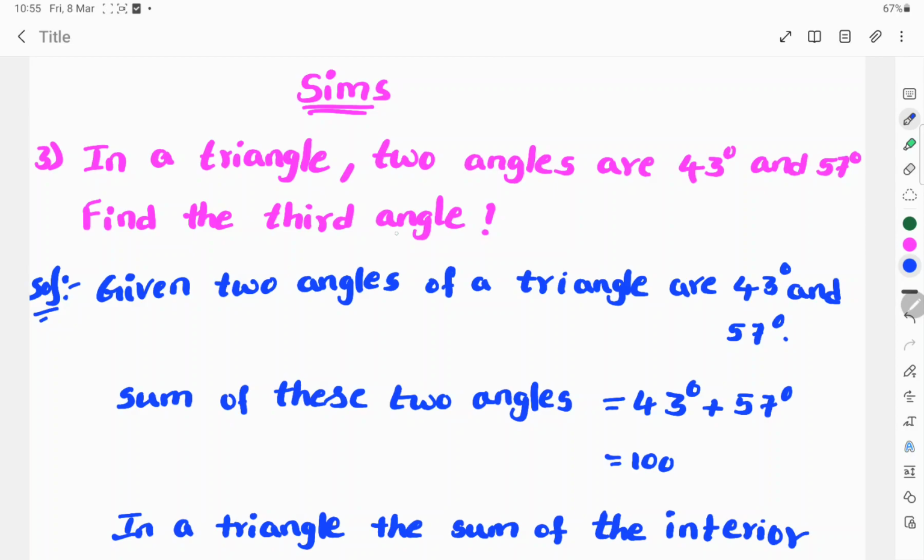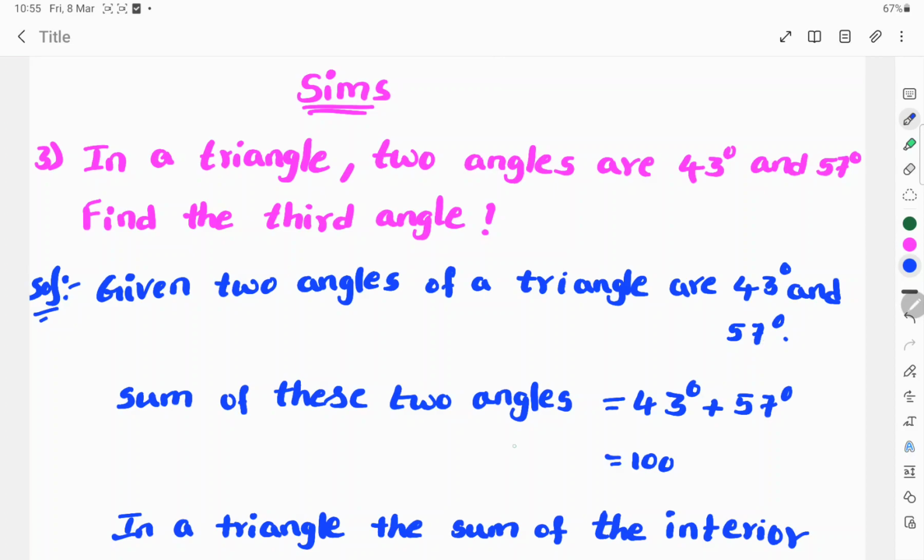In a triangle, two angles are 43 degrees and 57 degrees. Find the third angle. Given that two angles of a triangle are 43 degrees and 57 degrees. Triangle means three angles. So here already given two angles. Then you find the third angle.